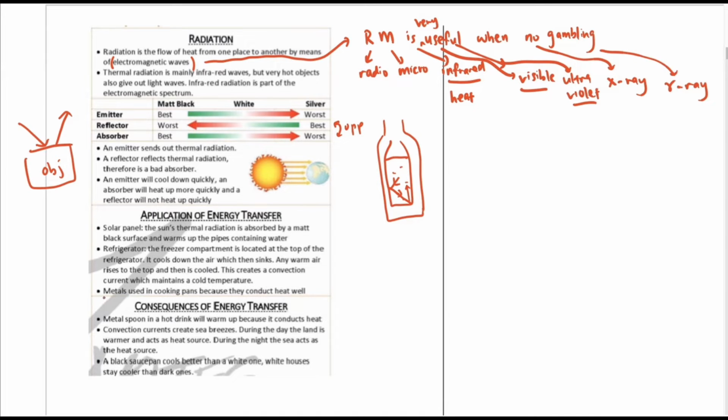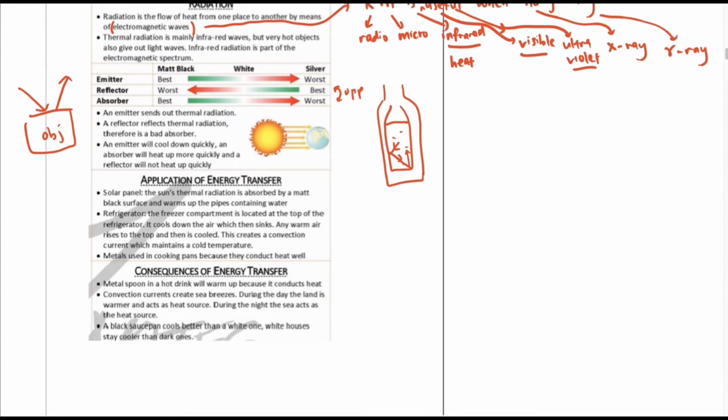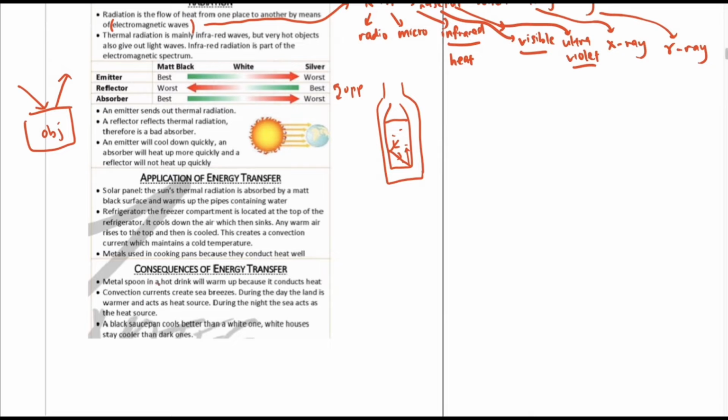Okay, now the third point: metal is used in cooking pans because it conducts heat well. Okay, so that is an application of conduction. So you can see the first application is a radiation application, the second one is convection, and the third one is conduction. So they give one application each. Consequences of energy transfer: a metal spoon in a hot drink will warm up because it conducts heat. So the metal spoon becomes hot.